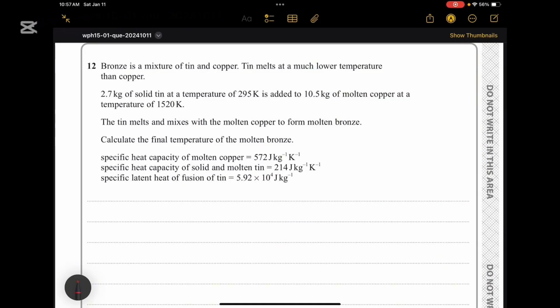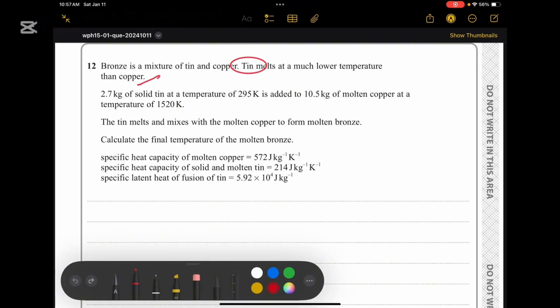Alright, so let's solve question number 12 right now. Bronze is a mixture of tin and copper. Tin melts at a much lower temperature than copper. Okay, this is a very important piece of information: the tin melts at a lower temperature than copper.